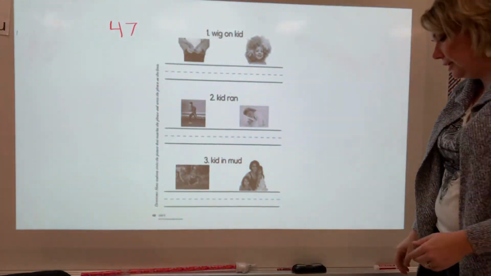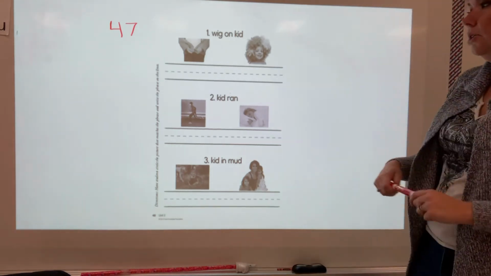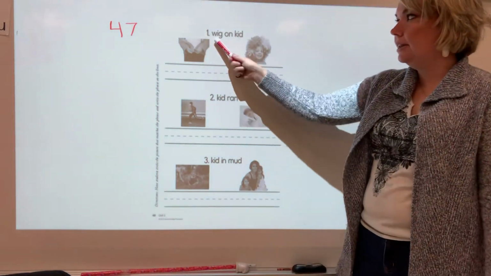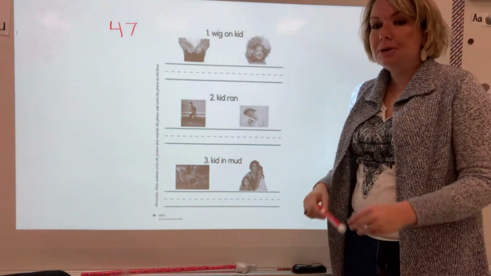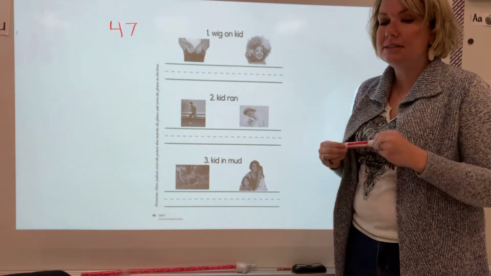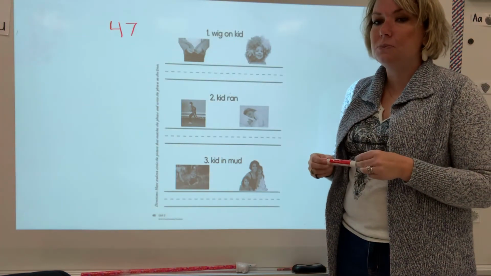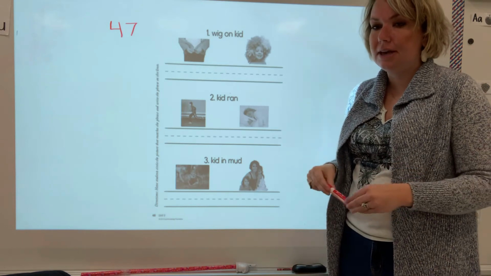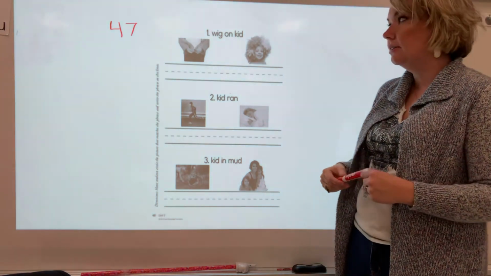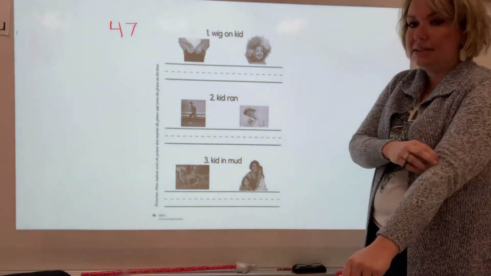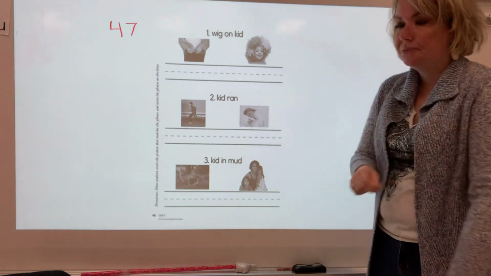We've done this page before. You have two pictures and a phrase. Remember, a phrase is just a thought, it's not a whole sentence. So a phrase won't have a capital and a period at the end. It's just a thought. So let's identify these pictures real quick.